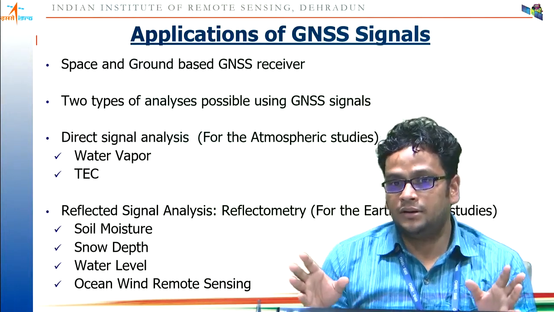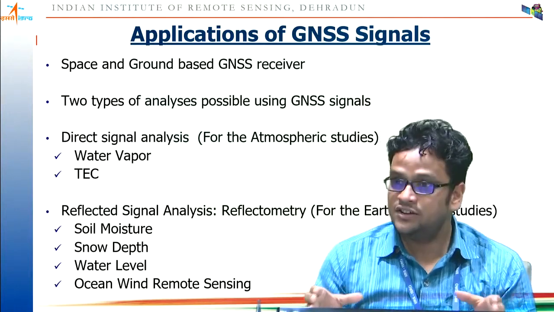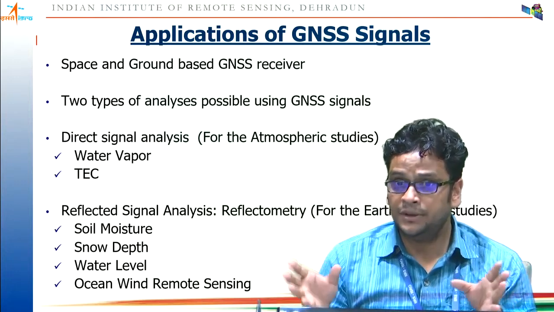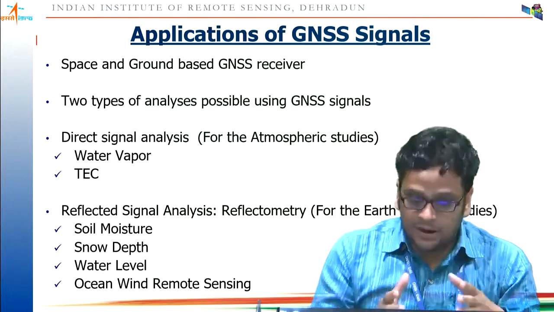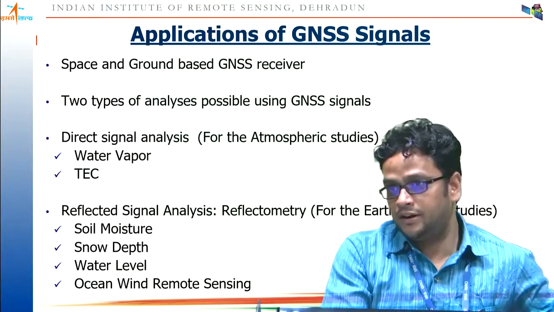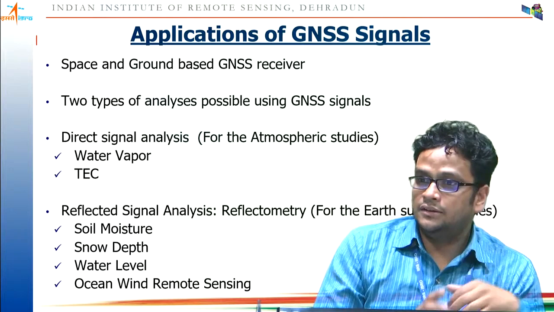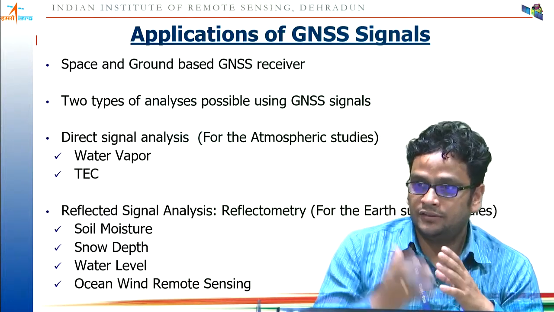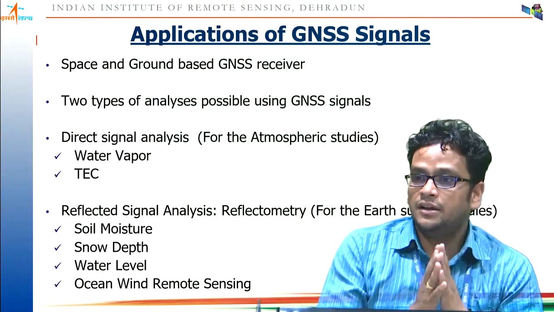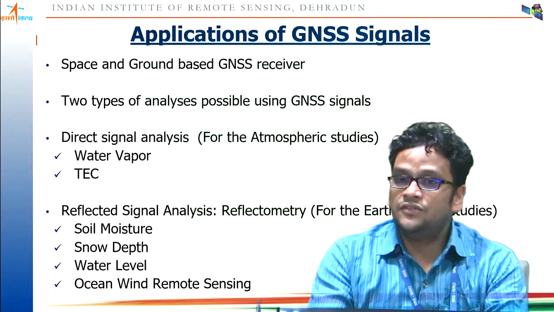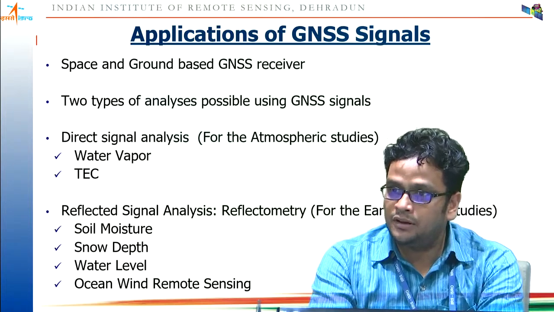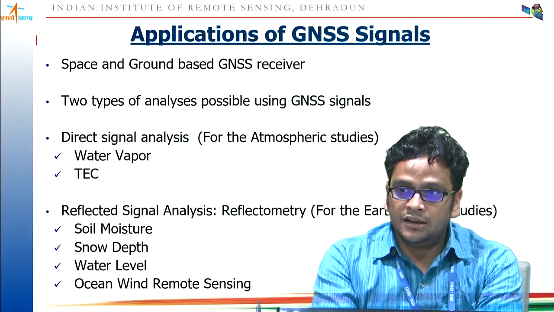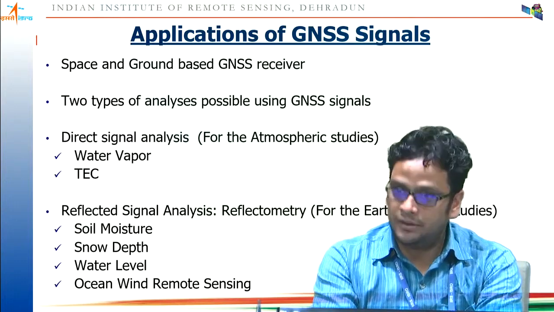Apart from that, we have CORS stations from various agencies. Maybe we have our own CORS station at our IIRS, and we receive continuous measurements, continuous data from the GPS satellites. Our receiver receives them. So these receivers will be fixed at a particular point. Now, why do we need static receivers? Because we need continuous measurements.